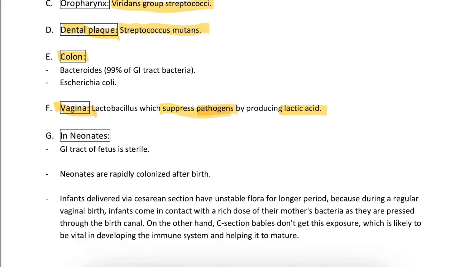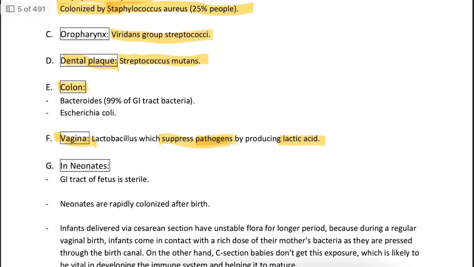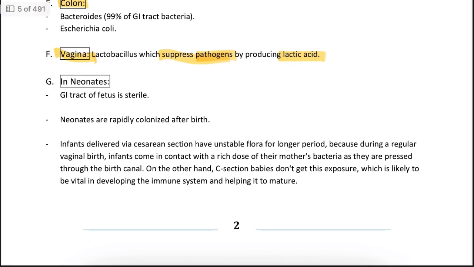Next one, we can see the urethra. The urethra also harbors a small population, usually harmless unless introduced into the bladder. Okay, so a special note here: neonatal colonization.